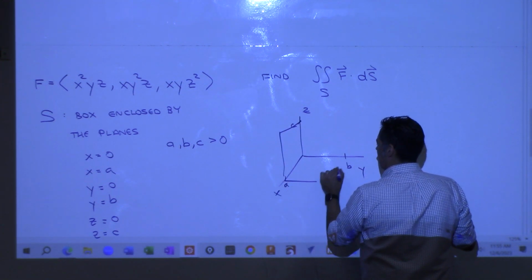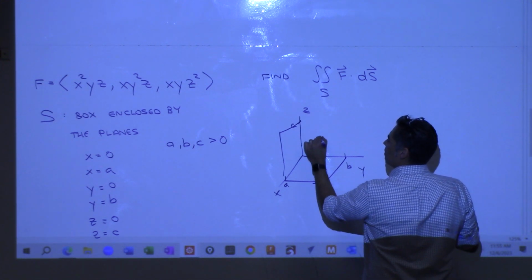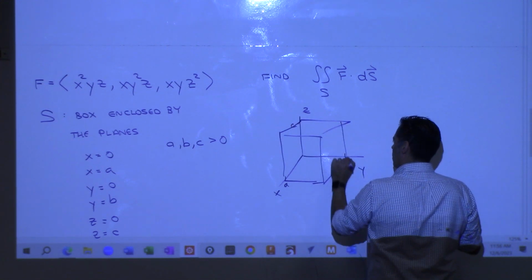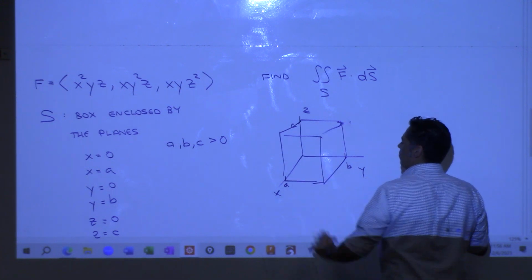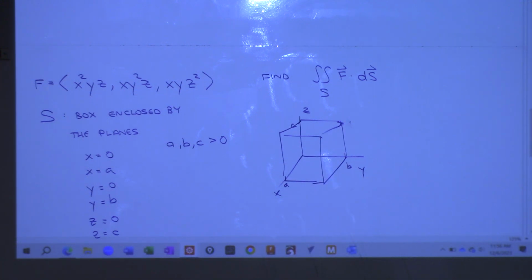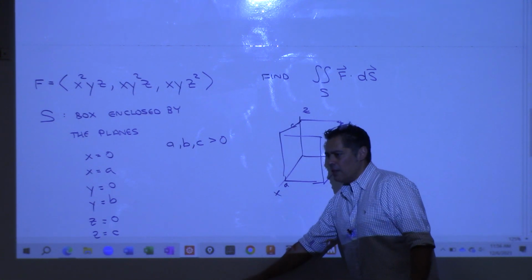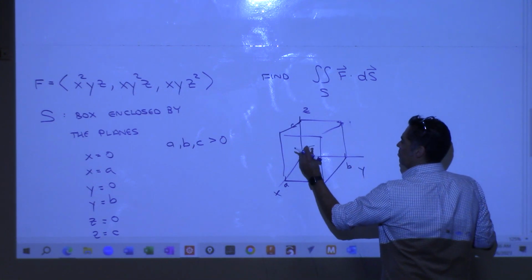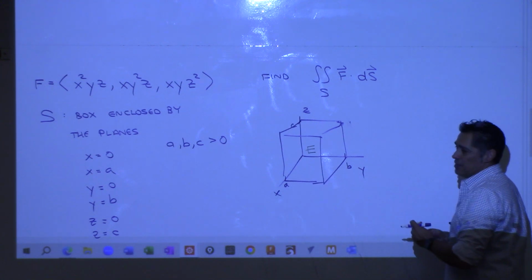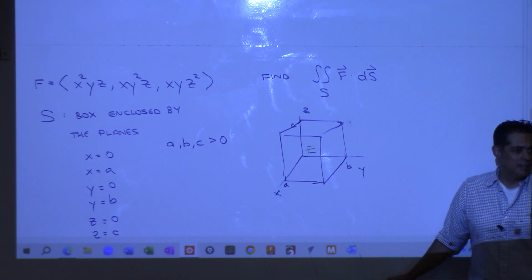It looks like this, roughly. There it is. I think this problem is going to wind up being pretty simple. Let's see. Does that surface S enclose a solid E? Yes. So there's my E in there. And that E is super easy to define, isn't it?